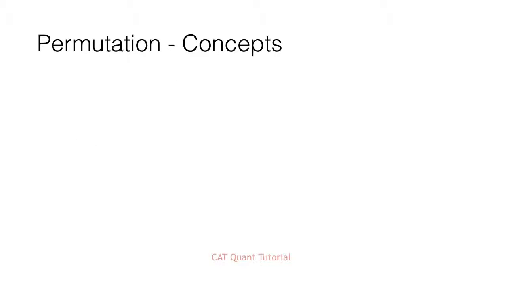Moving on to the concepts of permutations. What is permutation? Permutation is basically arrangement of things. Whatever the question says, that you need to arrange 4 people in 5 different chairs or 3 different chairs, that is arrangement. You need to arrange 3 characters into a 3-letter word. That is an arrangement.